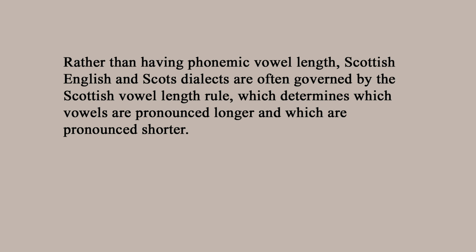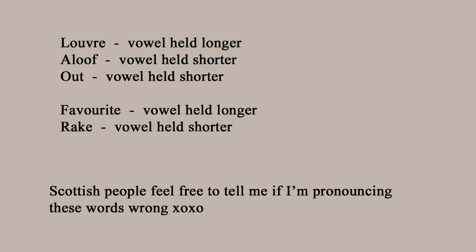So the U vowel is long in "luv" because it comes before v, but it's short in "aloof" or "ut" because it comes before f and t. The vowel E is long in "favourite", but it's shorter in "reg". This is an example of a system where the length of vowels is rule governed, but it's not phonemic.